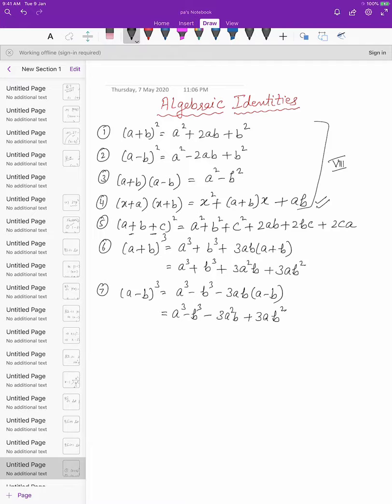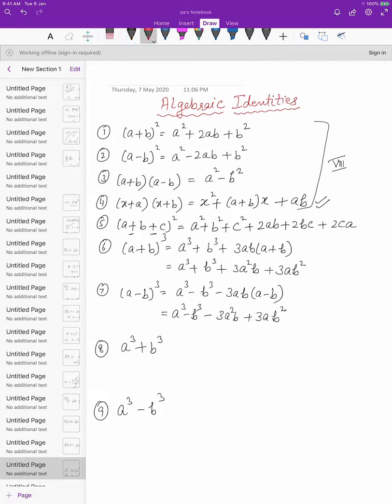Next is a plus b whole cube, which can be written as a cube plus b cube plus 3ab into a plus b. And a minus b whole cube is a cube minus b cube minus 3ab into a minus b. Now today we are going to do a new identity, two new identities. One is a cube plus b cube and the other one is a cube minus b cube.